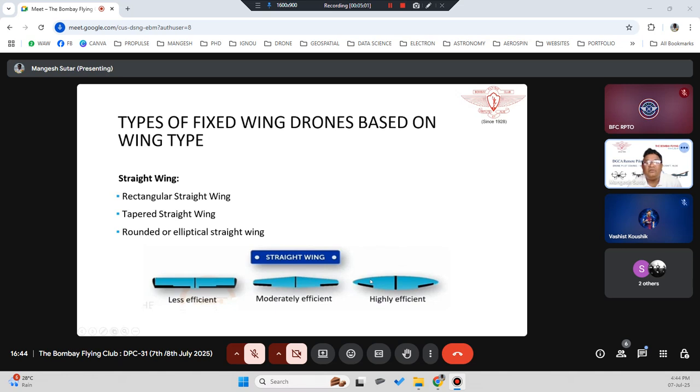Normally, the more rounded the shape, the more efficient it is. If you see it from an aerodynamics perspective, the more curvature there is, the more efficiency. That's why you see here the rectangular shape straight wings offer less efficiency. Then the tapered ones are a little bit curved, so they give you moderate efficiency, but they are highly efficient whenever you have rounded or elliptical straight wings. Can you tell me where you have seen this kind of wings in the past? Anytime you have seen this kind of wings?